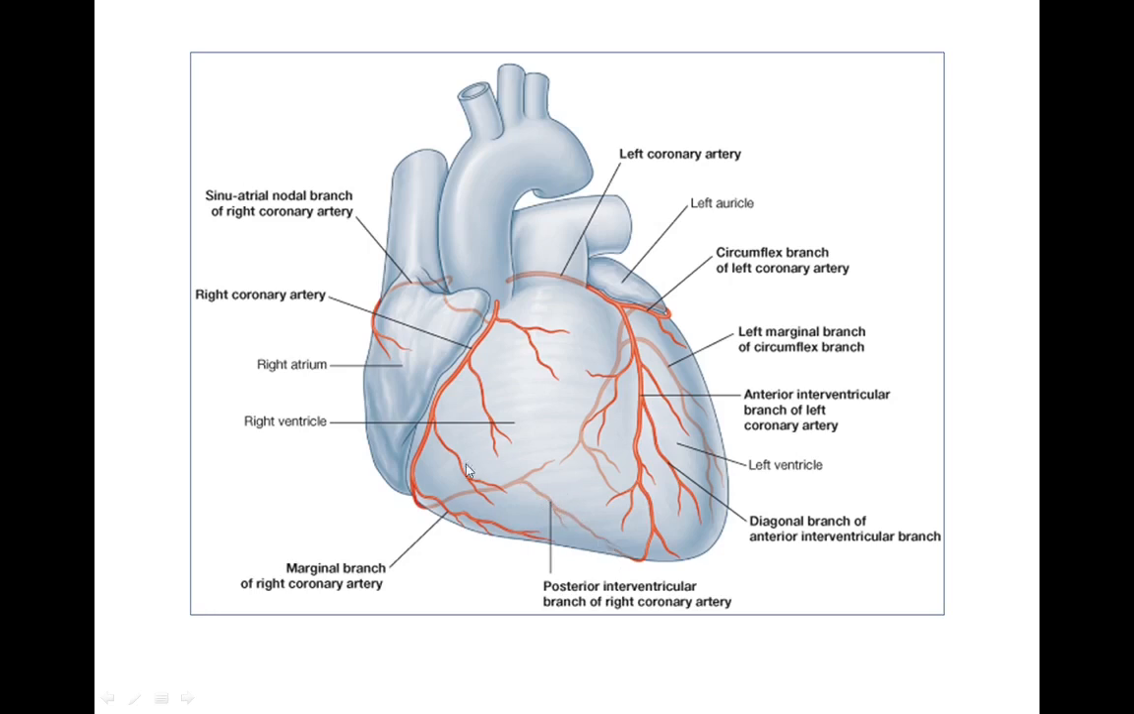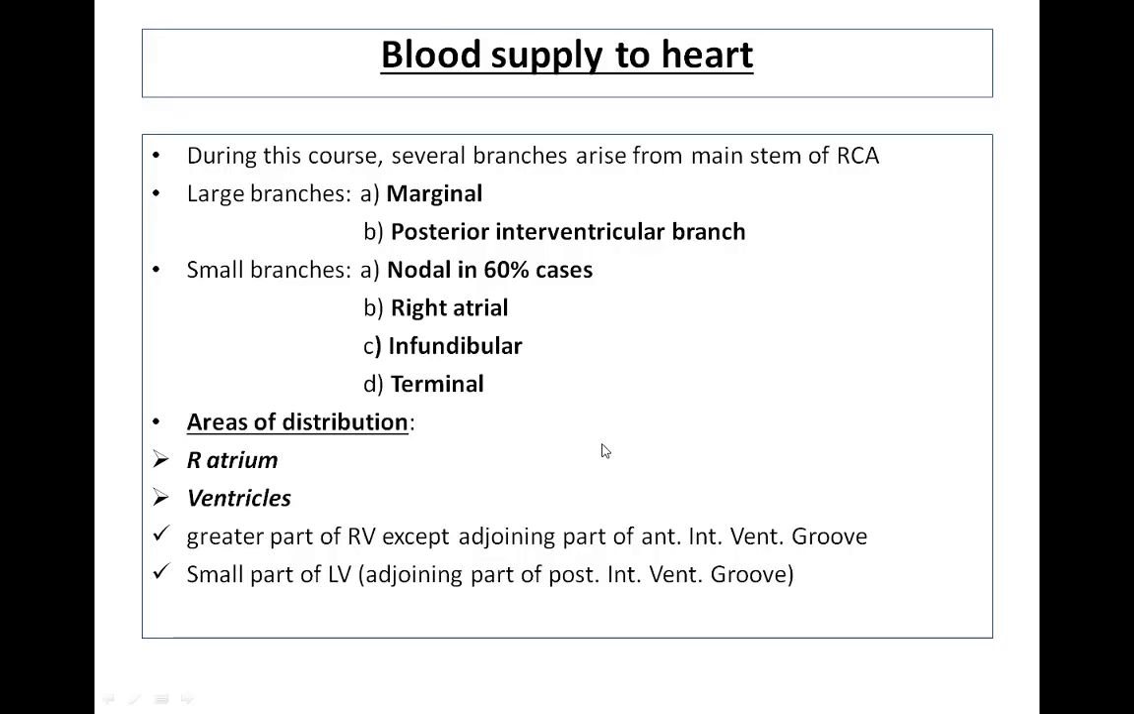That is if it is right dominance. But if it is left dominance, then the RCA will not supply the left ventricle at all. Normally, we are discussing the normal condition. Normally, in most cases it is right dominance.